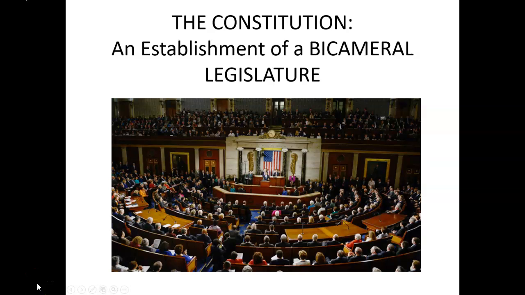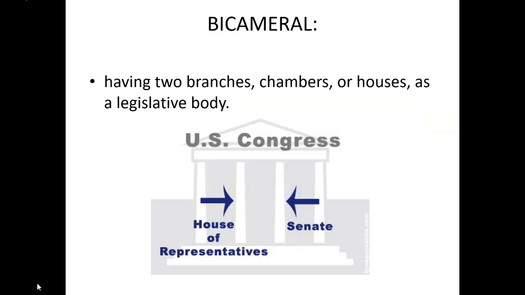Today's lecture is going to focus on the Constitution by means of two major concepts: the establishment of a bicameral legislature and federalism. You may have learned in U.S. history about the reason that we have a bicameral legislature. Our bicameral legislature has two branches, chambers, or houses. You can hear those terms interchangeably, and they all mean the same thing. That makes up our legislative body.